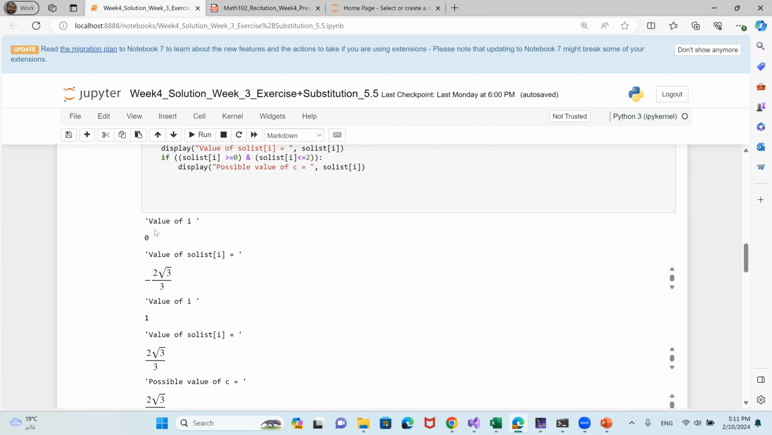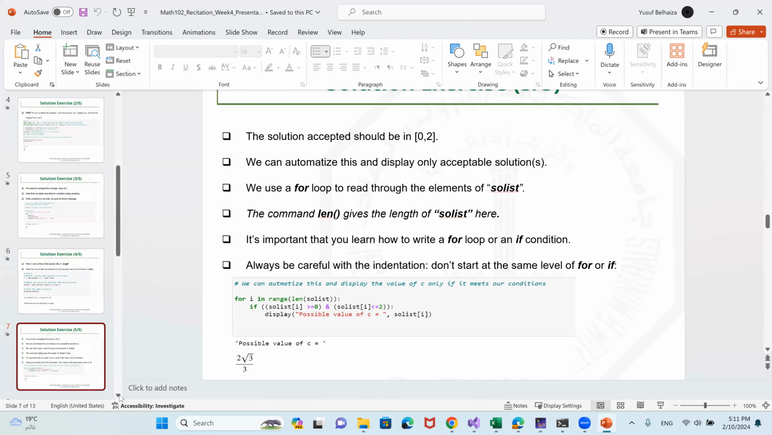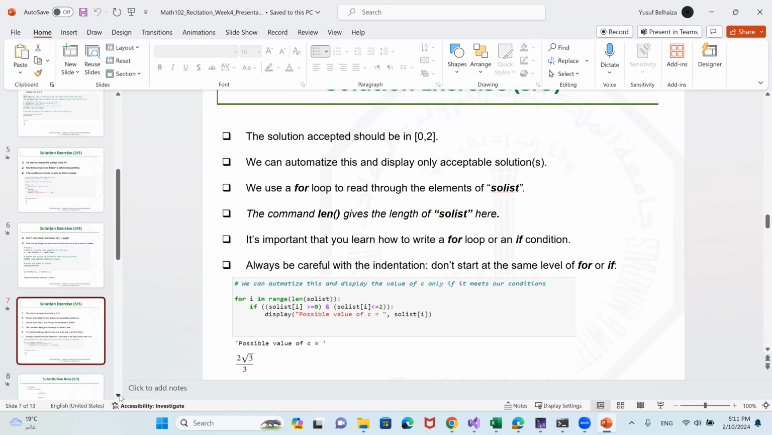Why am I displaying the value of i? Because you need to know that when we are reading a list, we start with a 0 at the first element. So the index of the first element is 0. The second element is not 2, it's 1, since we start from 0. And it goes on like this. So that's very important to remember for our midterm evaluation.